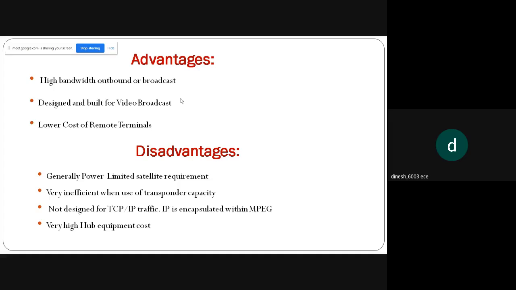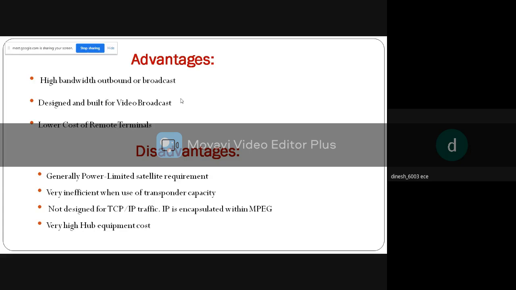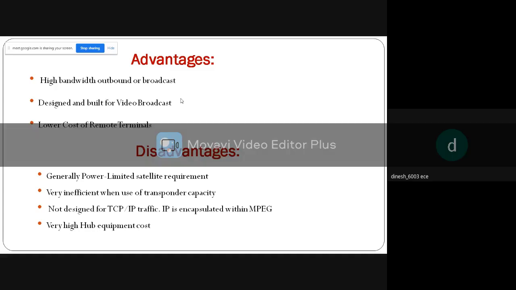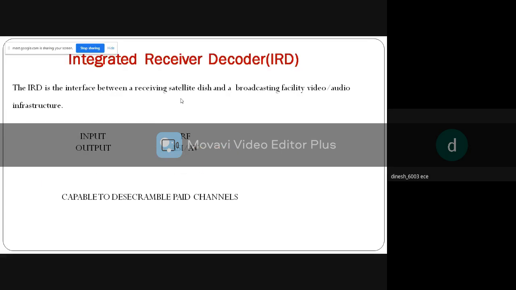The disadvantages are that the hub cost is very high. It cannot handle TCP or IP traffic conditions within the MPEG system. It is very inefficient when we use the transponder capacity to the full, and it is a power limited satellite requirement. These are the advantages and disadvantages of the integrated receiver decoder.